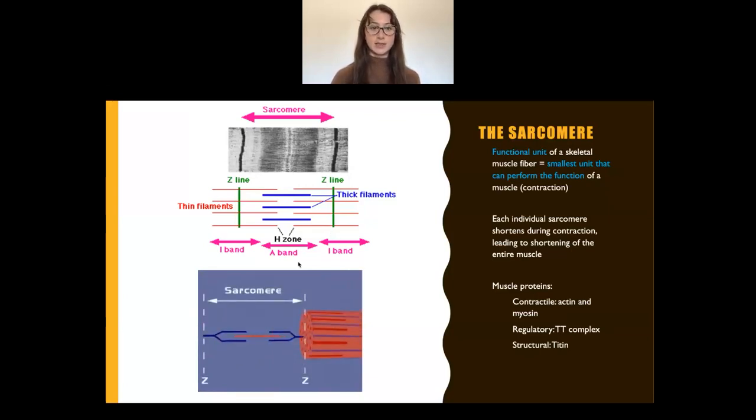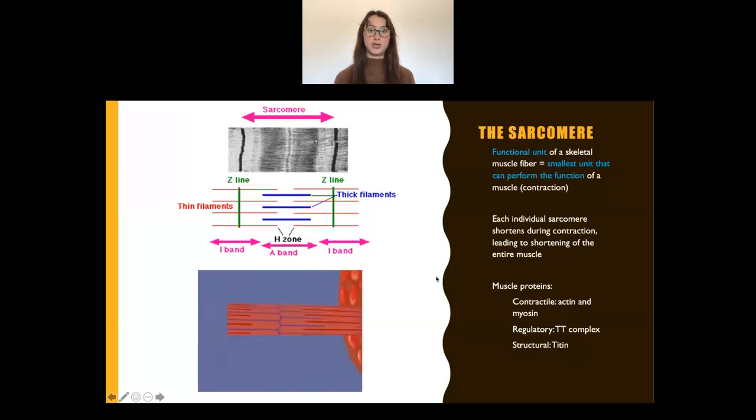You see in this GIF here, that's a sarcomere shortening. So that's a myofibril right here. Within the myofibril, there's a bunch of sarcomeres. And each individual sarcomere will shorten during a contraction, leading to the shortening of the entire muscle.